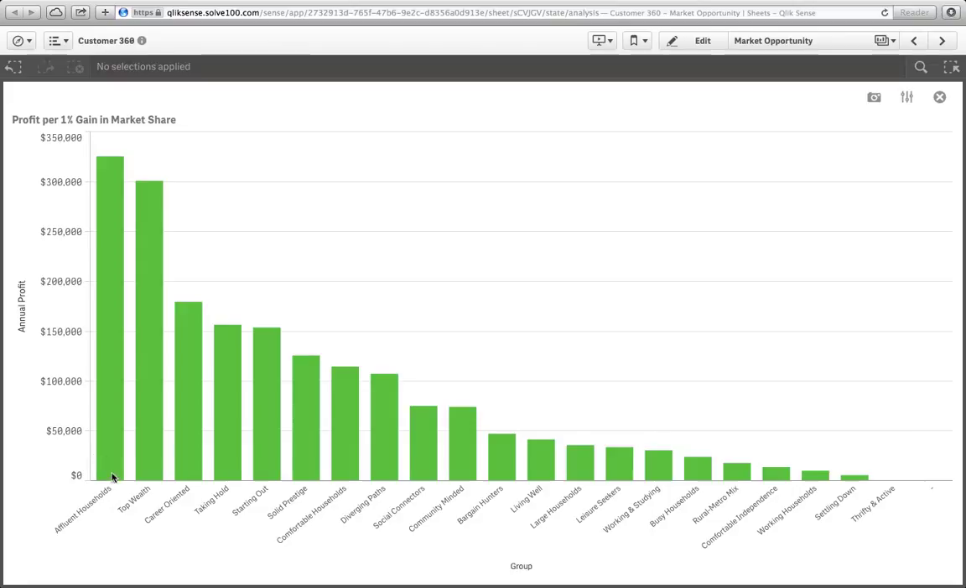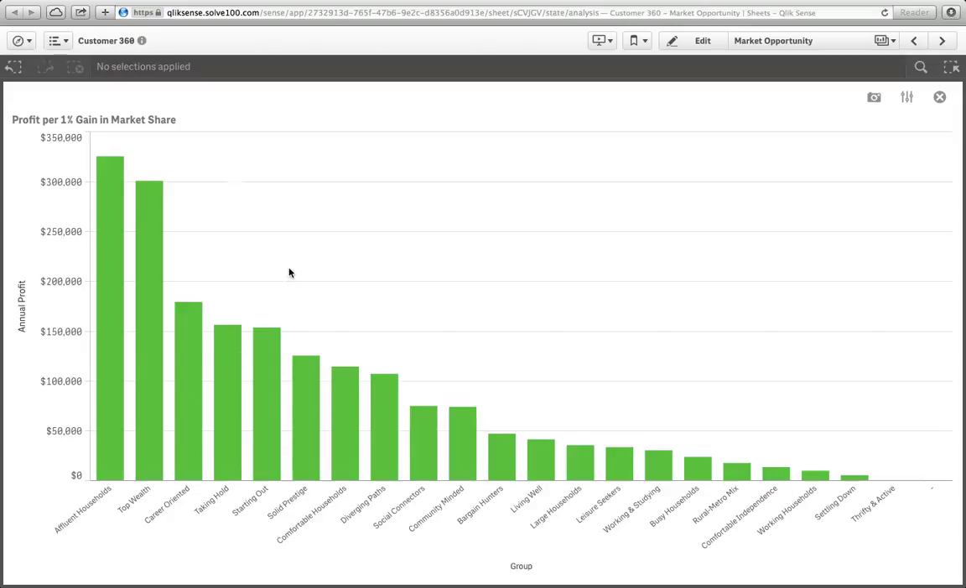And we know, for example, that in the affluent households and the top wealth households, they will bring us $300,000 or more in annual profitability if we're able to just get an additional 1% of each of these types of households. Likewise, we know that if we're able to get career-oriented households and get an additional 1% share in the marketplace, we can get about $180,000 in additional profitability.